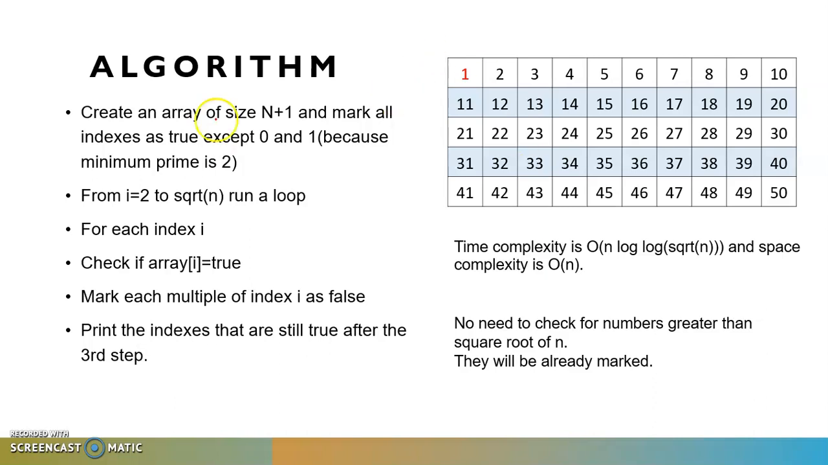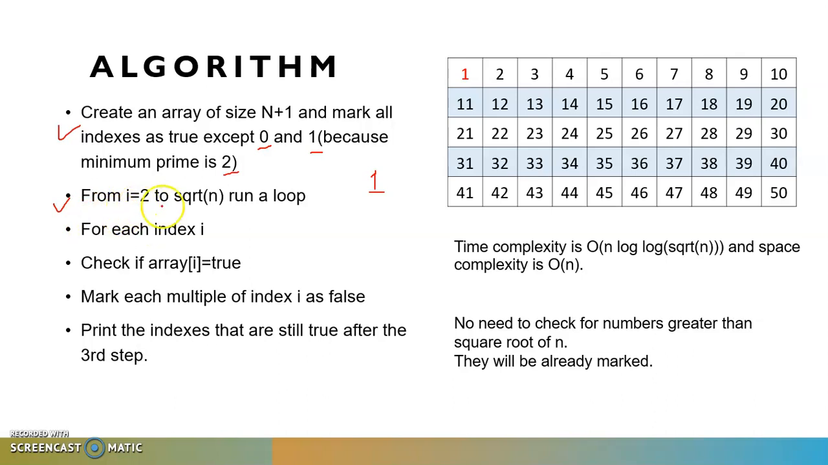And here we have written a few steps to find the prime numbers. So what are these steps? Just read simply. Create an array of size n plus 1 and mark all indexes as true except 0 and 1. That means index number 0 and index number 1. Except for index 0 and 1, mark all the index numbers as true, because the list of prime numbers starts from 2, right?